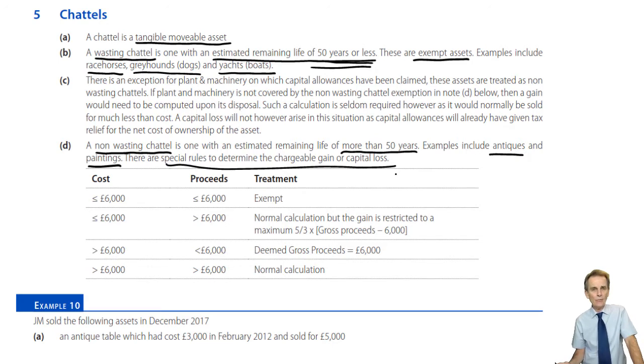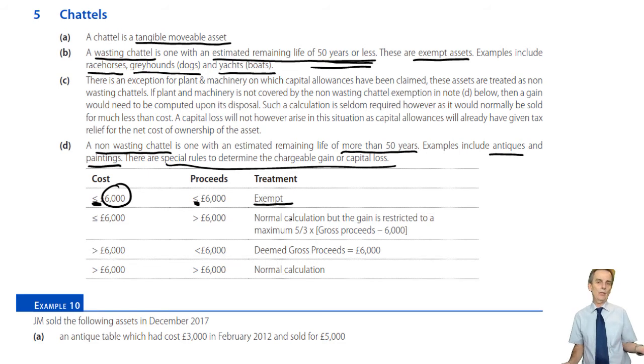And what we have to learn here is a cut-off figure of £6,000. If the cost does not exceed 6,000 and the proceeds, we sell it for not more than 6,000, if we both buy and sell this chattel for less than £6,000, then any such disposal will be exempt. So I bought an antique for £3,000, I dispose of that antique for £5,000. Neither the 3 nor the 5 exceed 6.